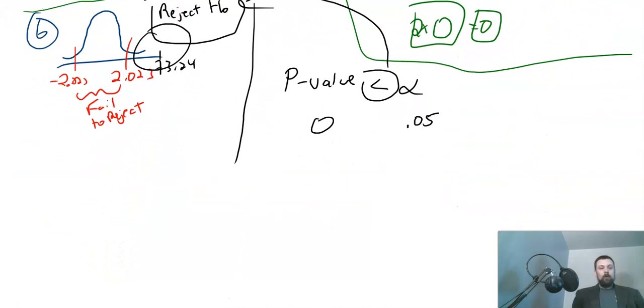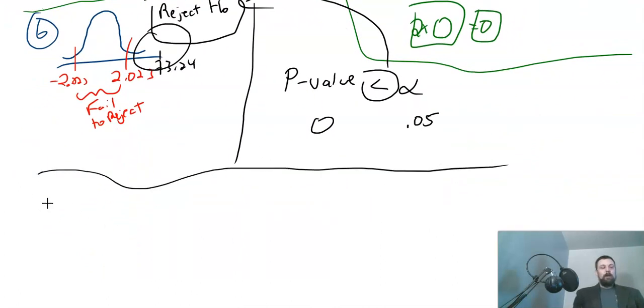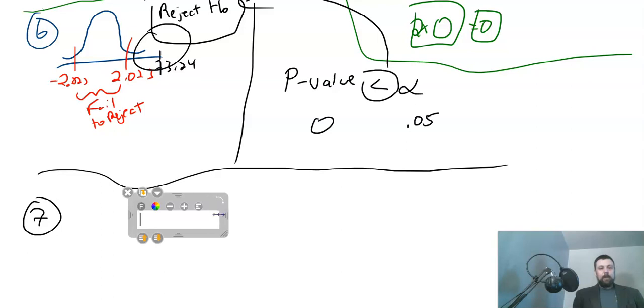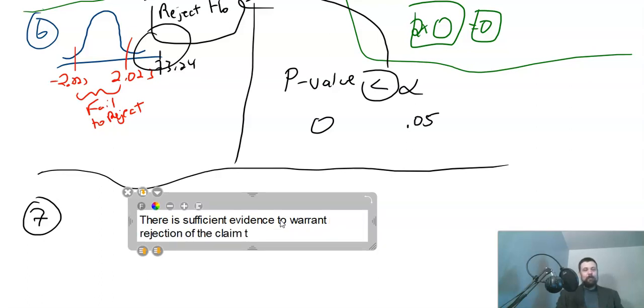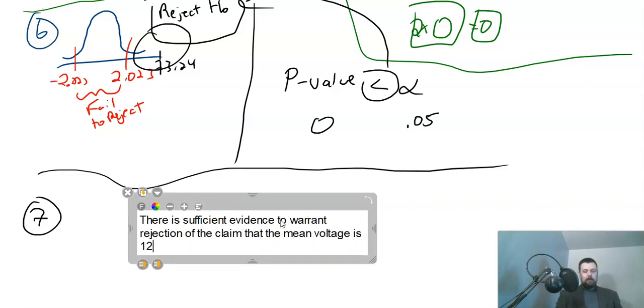All right, so what do I conclude then? What do I say about this claim? So we will say that there is sufficient evidence to warrant rejection of the claim. So let me type this out. There is sufficient evidence to warrant, I'm sorry, I don't know why I put a G in there. Rejection of the claim that the mean voltage is 120 volts.